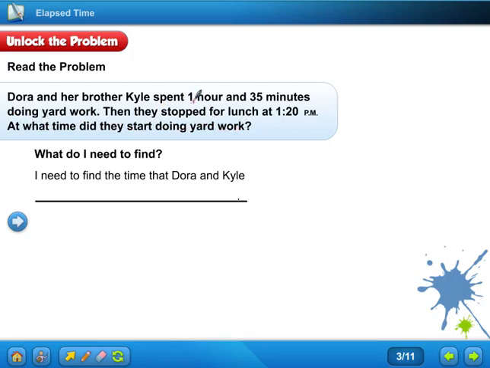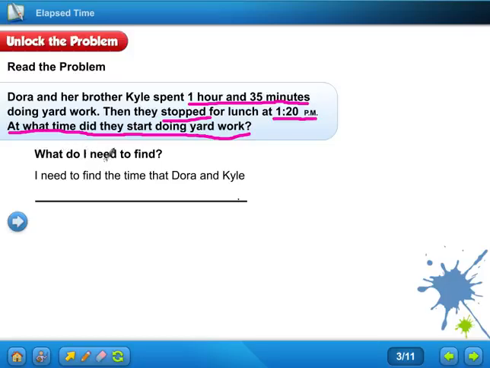Okay, so the information we know is they spent 1 hour and 35 minutes doing yard work. Then they stopped for lunch at 1:20 p.m. Let me underline that p.m. That's what time they stopped. And the question asks, what time did they start doing yard work?